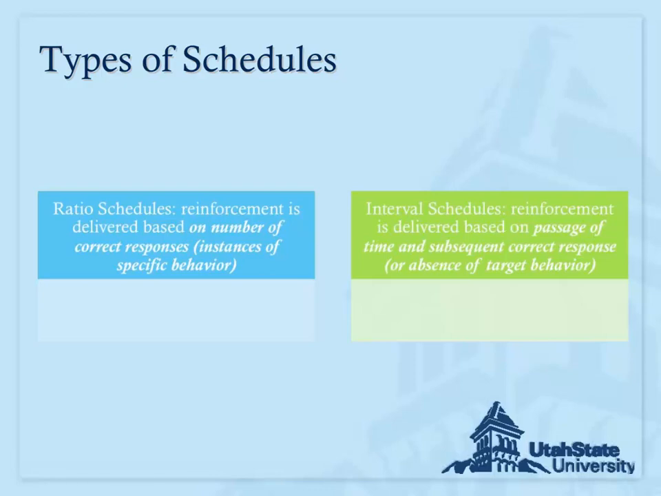Instead of needing a certain number of correct responses, I only need to engage in a specific single correct response after a certain amount of time has passed. If the interval is set to 5 minutes, then after 5 minutes have gone by, I will need to engage in the behavior to get reinforcement. Any correct behaviors before the 5 minutes would not get the reinforcement.